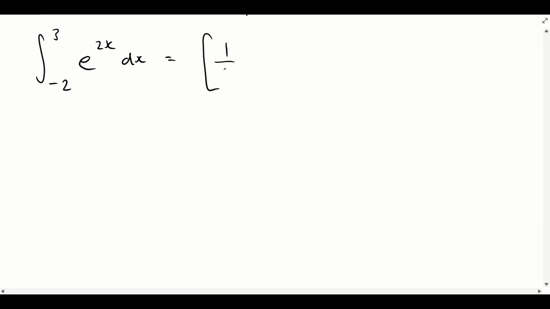Let's say we're asked to integrate from minus 2 to 3 e to the power of 2x with respect to x. So we're doing an exponential function this time. Well, again, I just integrate e to the power of 2x, and if I do that, I get a half times e to the power of 2x. Now, I don't need my plus c because, again, they cancel out, and I do this from minus 2 to 3.